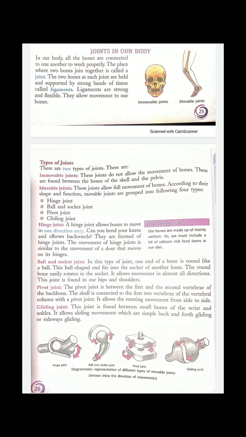First of all, let us see immovable joints. As the name suggests, these joints do not allow the movement of bones. These joints, as we have already discussed earlier, are found between the bones of the skull. Next comes the movable joints. According to their shape and function, we can classify them into four types: hinge joint, ball and socket joint, pivot joint and gliding joint. First of all is the hinge joint.